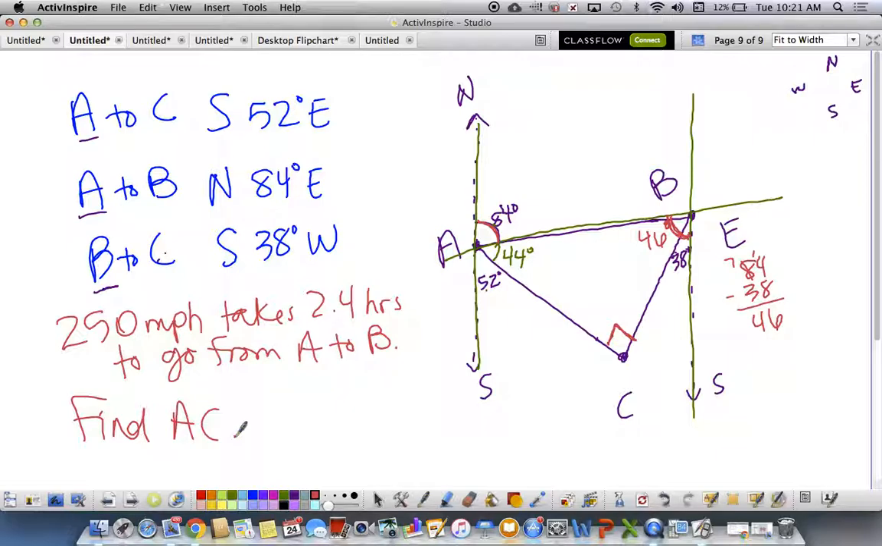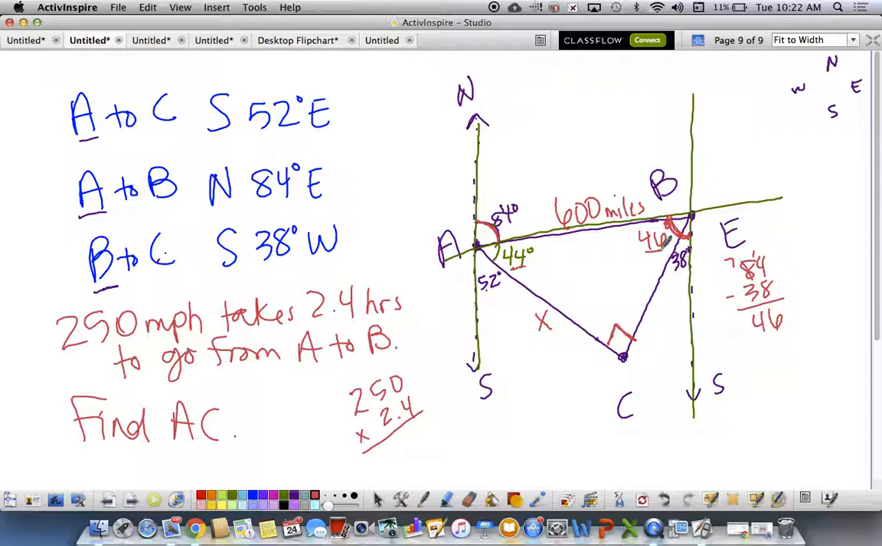So how far is it going to go in 2.4 hours? 600. What did we do? Multiply 250 times 2.4. That's how things work. So from A to B, it's gone 600 miles. So we didn't have to do all that. Whoa, yes, you do. What is the distance from A to C? Do you have to know these angles that we just found?